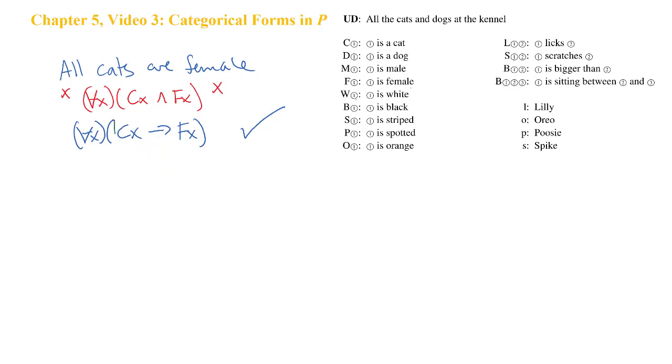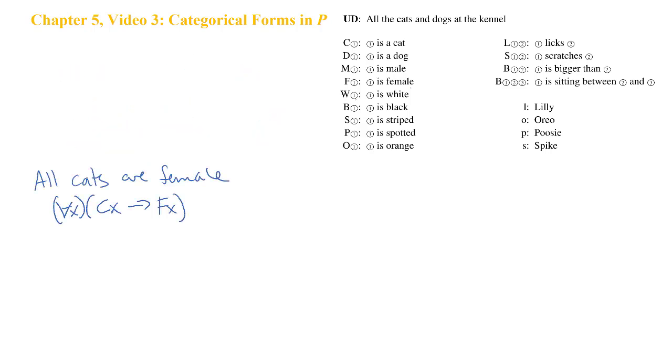So by conditionalizing on the predicate C for cats, anything in the universe of discourse which is not a cat automatically makes this true. So even if there are male dogs, that won't have an effect on the truth value of all cats are female, and that's how it should be. Let's tidy things up a bit here and move on to some other forms. Let's take another basic categorical form.